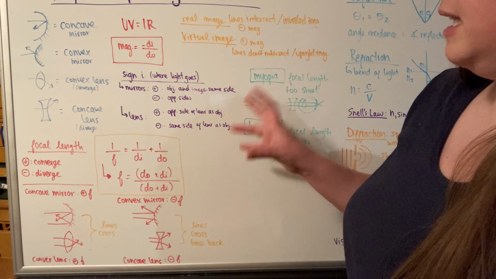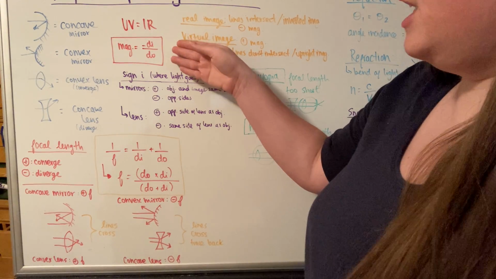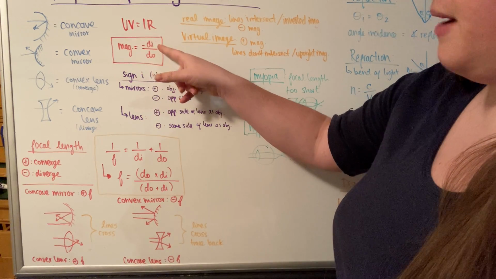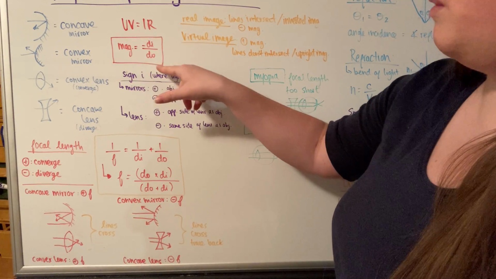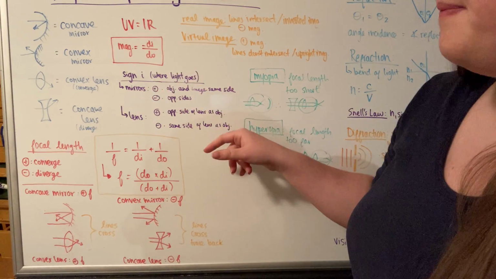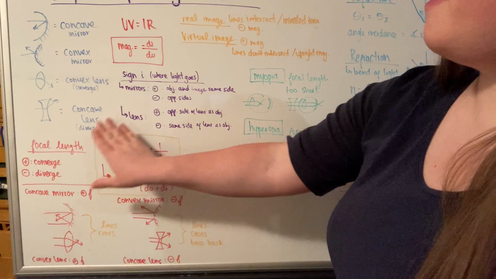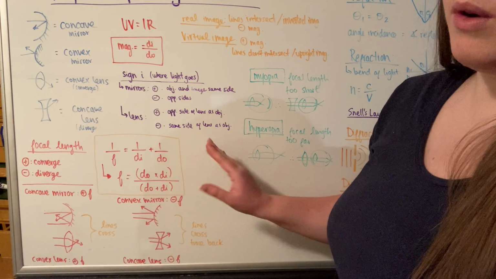Also, in this section, we're looking at magnitude. Magnitude is just a simple equation. It's negative di, which is the image distance, over do, which is the object distance, okay? So magnitude equals negative di over do. And we have this equation right here in the orange box.